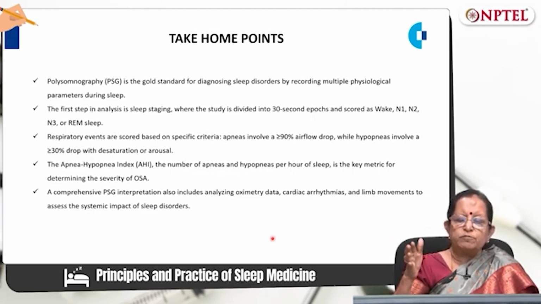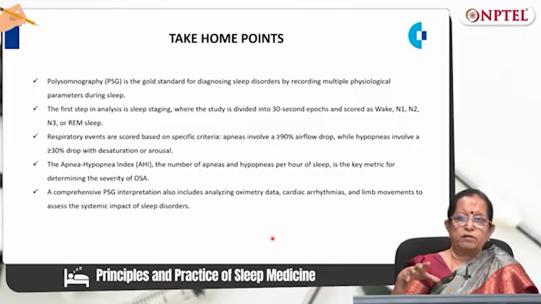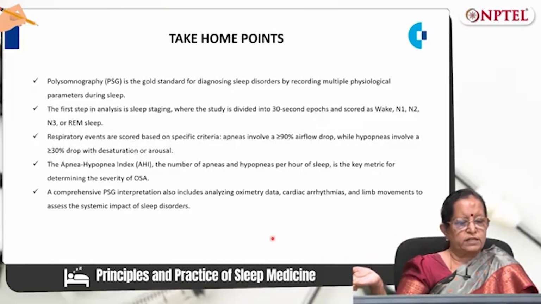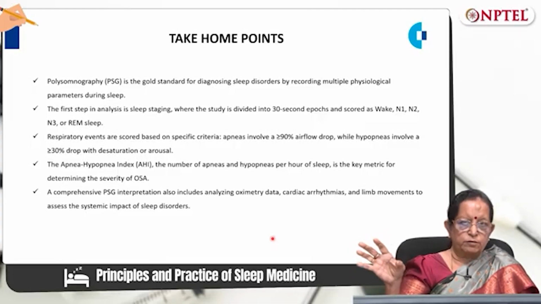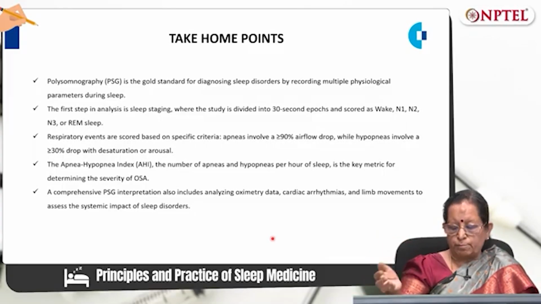Respiratory events will be scored on specific criteria like apnea, which involves more than 90% airflow drop. Hypopnea is more than 30% drop, with desaturation of more than 4%. AHI, apnea hypopnea index, is the number of apneas and hypopneas per hour of sleep. This is the key metric for determining the obstructive severity of OSA. A comprehensive PSG interpretation will also include analyzing the oximetry data, cardiac arrhythmias and limb movements to assess the systemic impact of the sleep disorders.